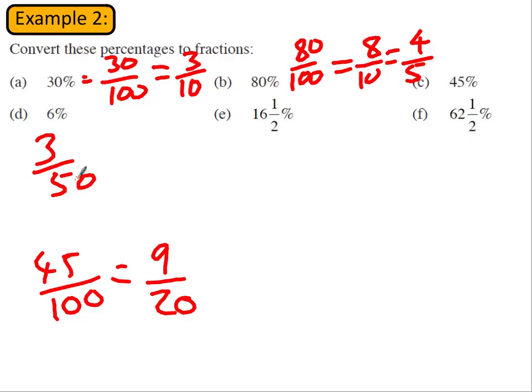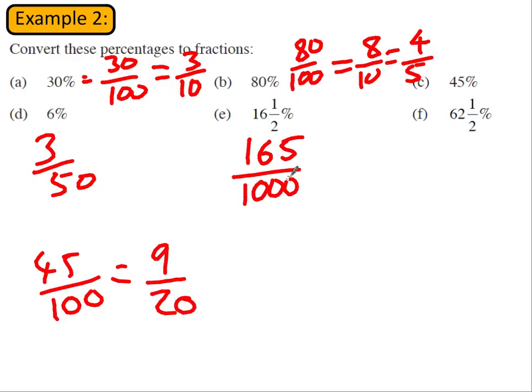Now, 16.5% raises a bit of a challenge, because if we type in 16.5 over 100 on our calculator, often calculators give you an error at this point. However, what we need to do is we need to try perhaps 165 over 1,000. Now this is exactly the same as 16.5 over 100, but it doesn't involve any decimal places.